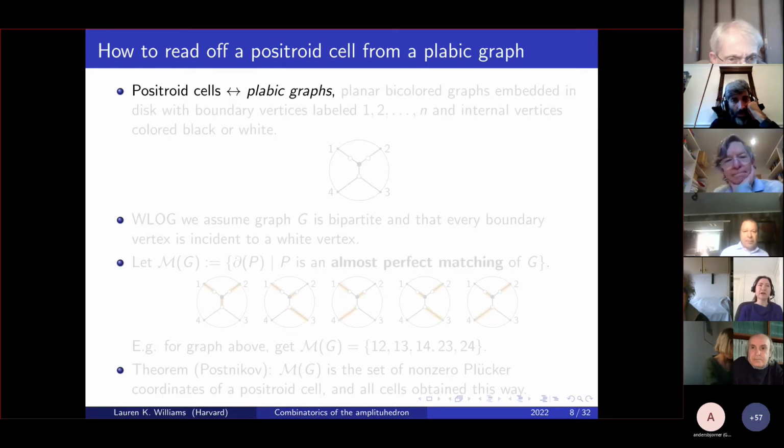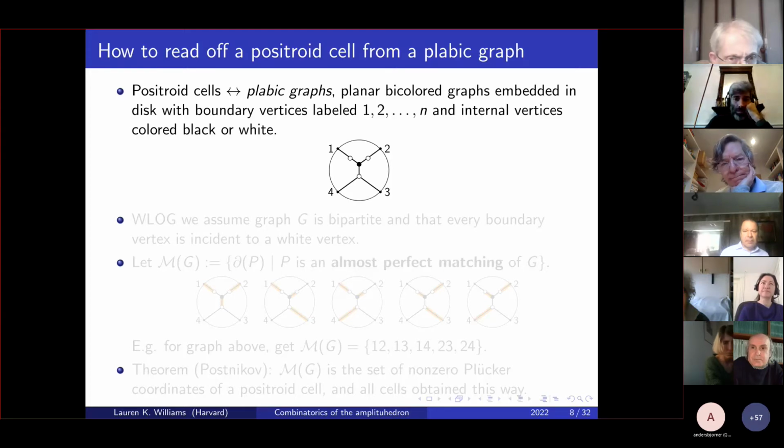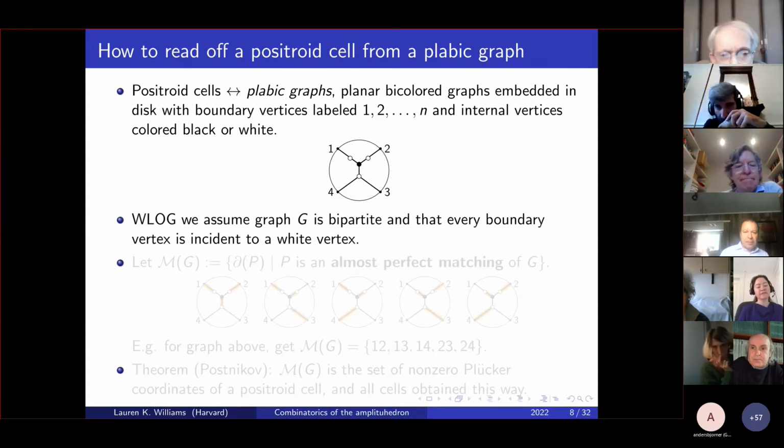Okay, so I mentioned the positroid cells are in bijection with plabic graphs, and these are planar bicolored graphs embedded in a disk with boundary vertices labeled 1 through n and internal vertices colored black or white. And here I have just a very, very simple example. There's a kind of equivalence relation on the graphs, which allows us to assume without loss of generality that the graph is bipartite and every boundary vertex is incident to a white vertex. Okay, so now, given such a graph, how can I read off a positroid cell? That's what I want to describe. I want to describe how to read off the non-zero Plücker coordinates of the corresponding cell.